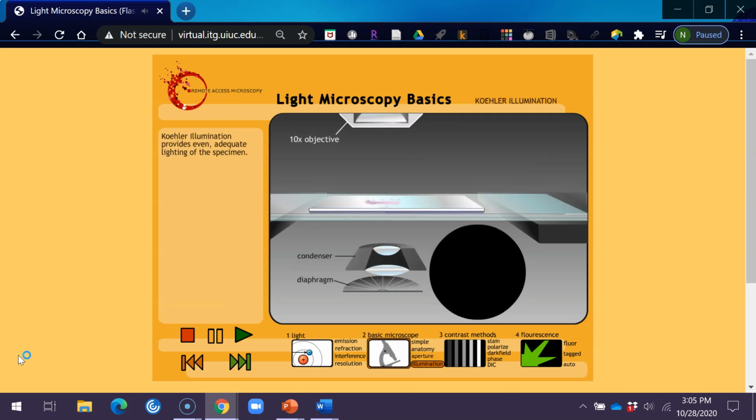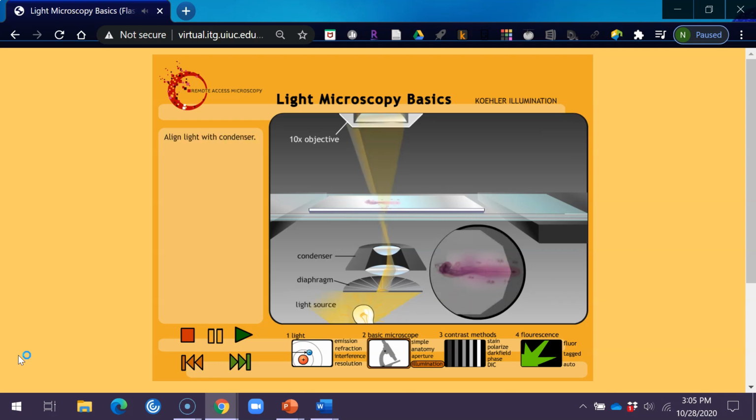Kohler illumination is a method to evenly and adequately light the area of the specimen to be viewed. The microscope can be aligned by first making sure that the lamp has warmed up sufficiently to get the maximum amount of voltage from it. Next, adjust the light so that it is positioned directly in line with the condenser and diaphragm.